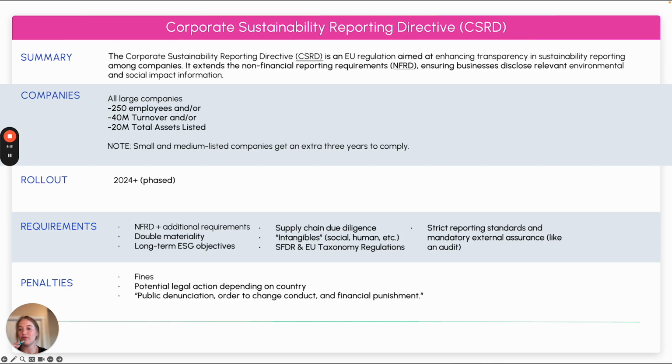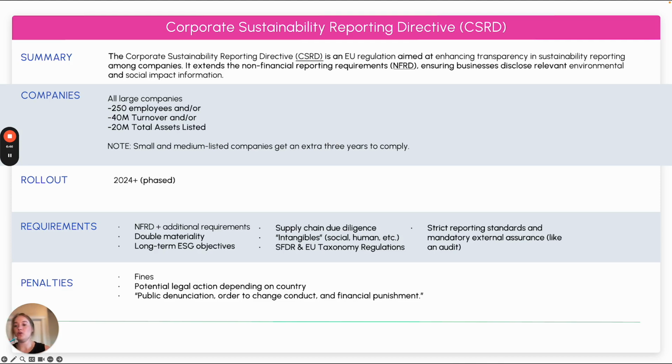You will have to closely follow EU taxonomy regulations, which essentially outline the standards for measuring sustainability and reporting on sustainability. And there will be very strict reporting standards and also mandatory external assurance, such as an audit, that will happen. So again, the rollout is going to be long, phased, and slow, and very doable, but there are a lot of requirements when it comes to reporting on your sustainability throughout your operations.